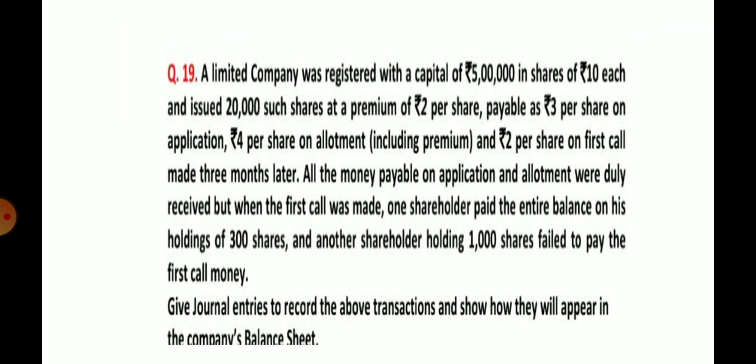Okay, all money payable on application and allotment was duly received, but on the first call, one shareholder paid the entire balance of his holding of 300 shares, that will be advance. Another shareholder holding 1000 shares failed to pay the first call money. So you have to prepare both accounts, calls in arrear and calls in advance.